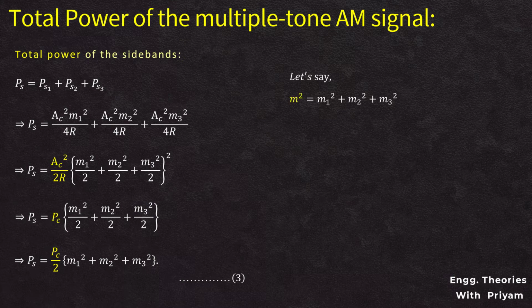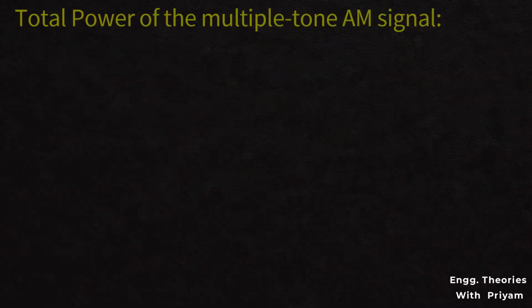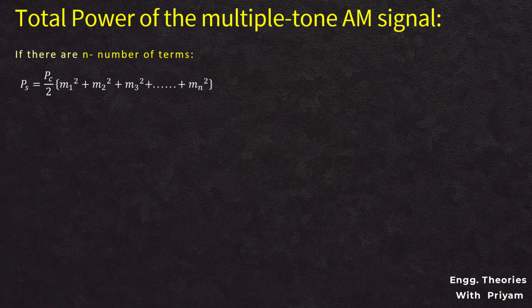Let's say m square is equal to m1 square plus m2 square plus m3 square. Then equation number 3 can be written as PS is equal to PC by 2 into m square. If there are n number of terms, then equation 3 can be written as sideband power PS is equal to PC by 2 into (m1 square plus m2 square plus m3 square up to the term mn square). So modulation index m square is equal to m1 square plus m2 square plus m3 square up to mn square.